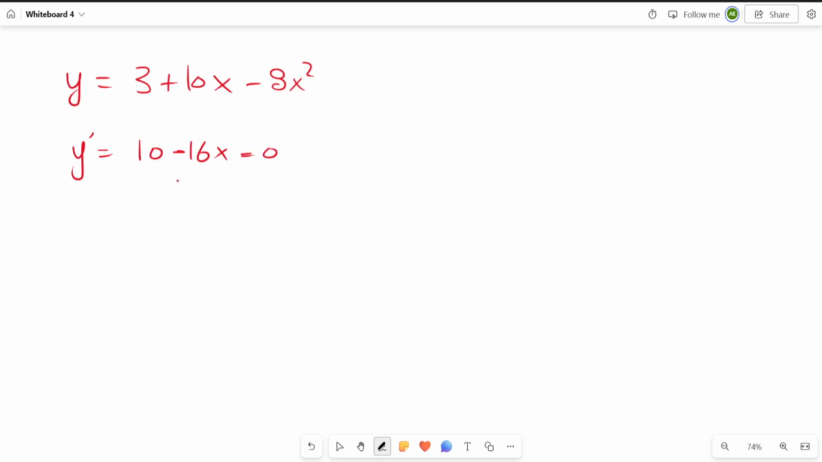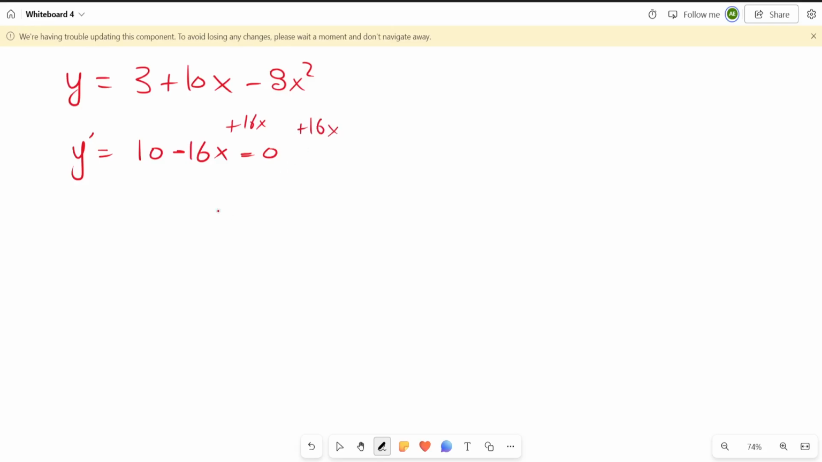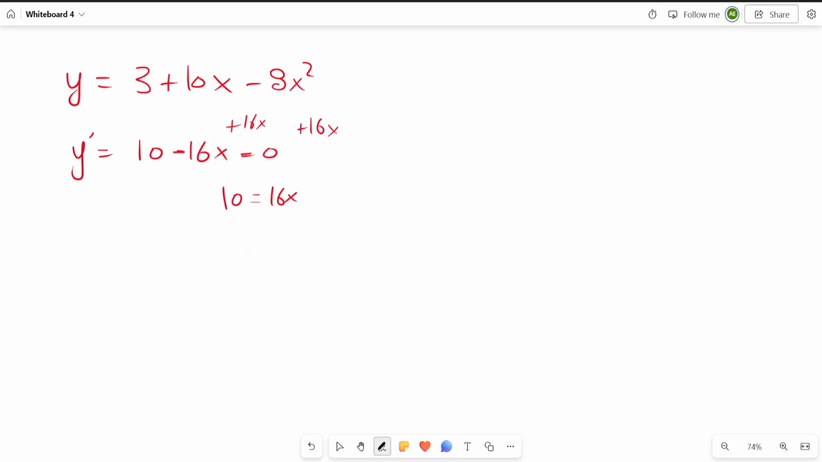Let me equate it to 0. I'll add 16x to both sides, so I'll have 10 equals 16x, which means that my x is 10 over 16, or basically 5 over 8. If you convert that to decimals, you'll get a value of 0.625. So this is the turning point. This is the point where my gradient is 0.